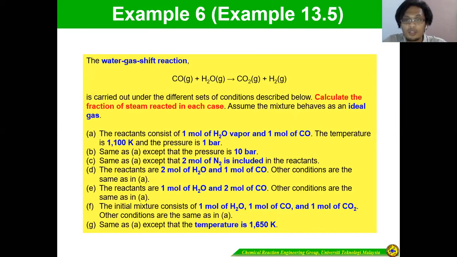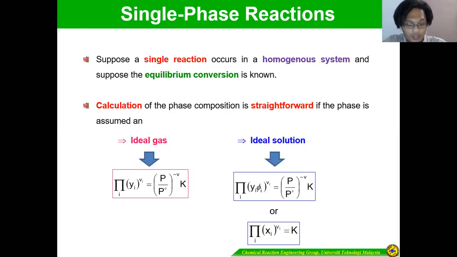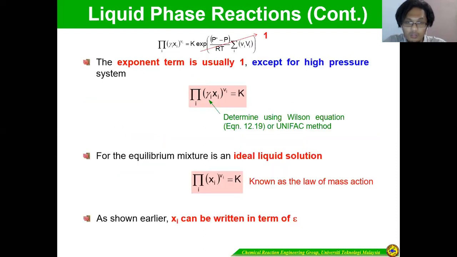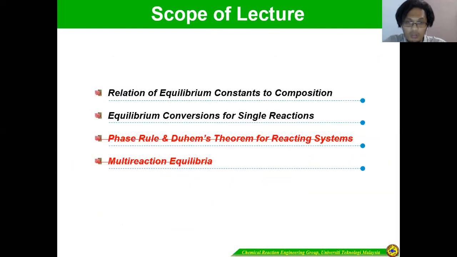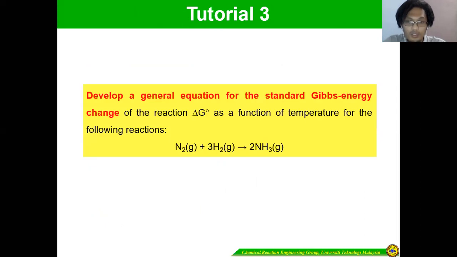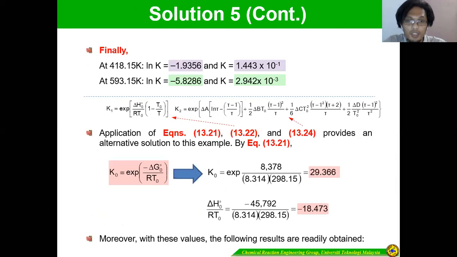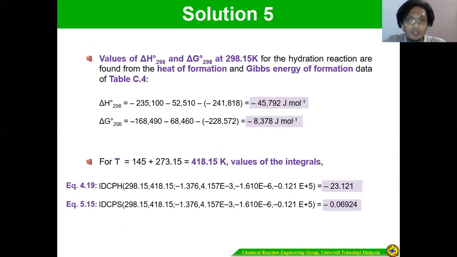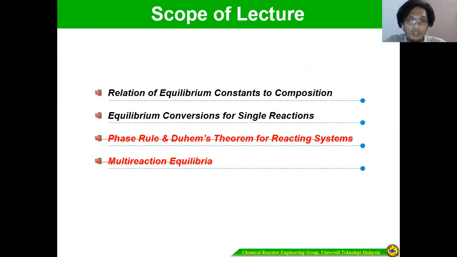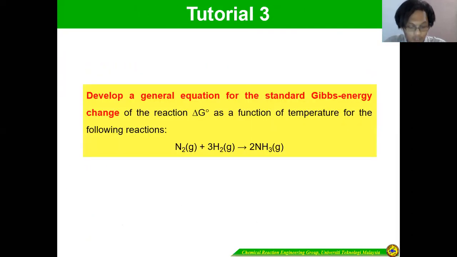Doktor. Ya. Yang jawapan doktor dekat dalam grup tu, kan ada yang delta G times by 2, yang pertama delta G equals to negative 32,900. Dengan yang delta G yang kedua, yang mana? Itu yang mana? Example mana? Yang pertama tadi, yang tutorial 3. Tutorial 3 je. This one. Ya. Yeah. Yes.